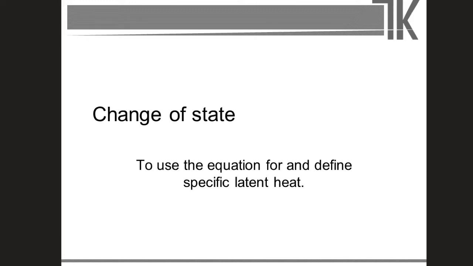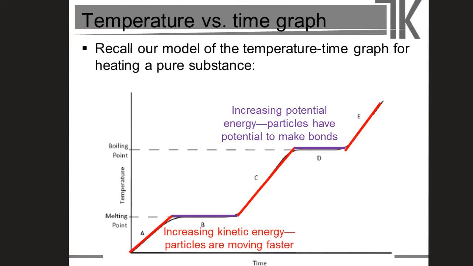Hello again, and today we're going to take a look at changing state. Just as a reminder, if we were heating a pure substance, we would increase its kinetic energy, then increase its potential energy, then increase its kinetic energy, then increase its potential energy, then increase its kinetic energy. Realistically, it does have these slight curves here, but when we model it, because physics is all about modeling, we make straight lines connected up together.